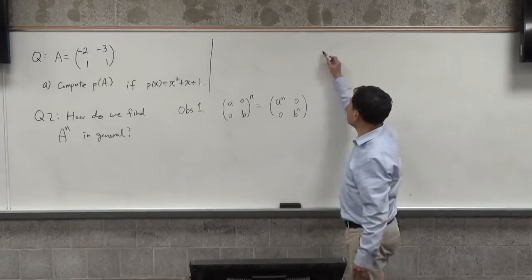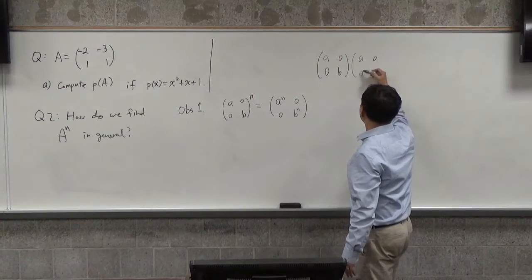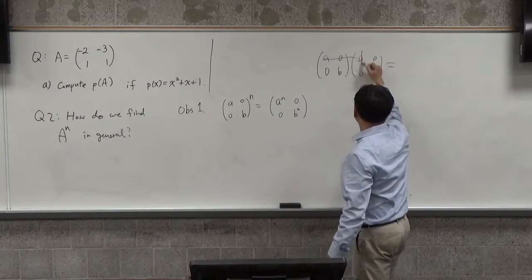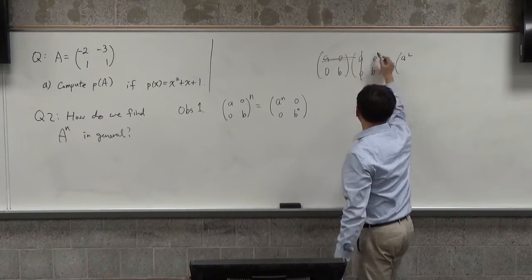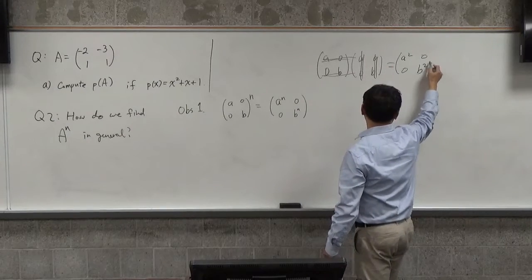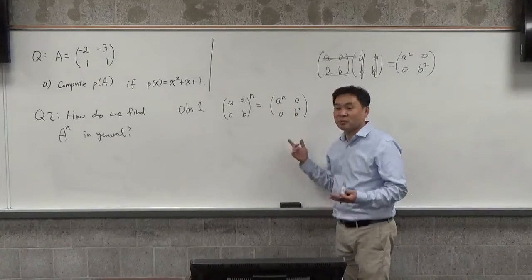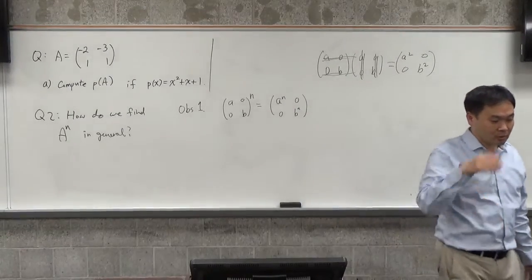You can just do it. It's like a, 0, 0, b, a, 0, 0, b. What's that? A squared, right? This will be 0, this will be 0 again, and this times this will give you b squared. Right? Then you multiply it again. So this is true for diagonal matrix.